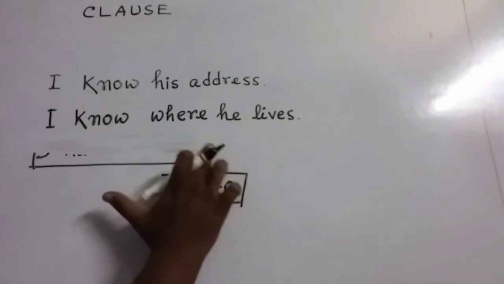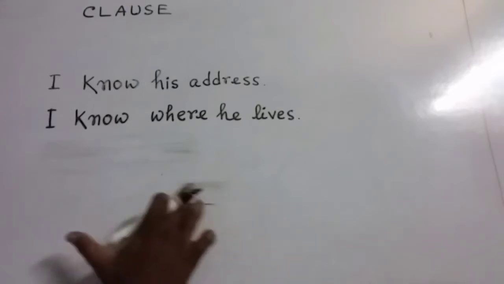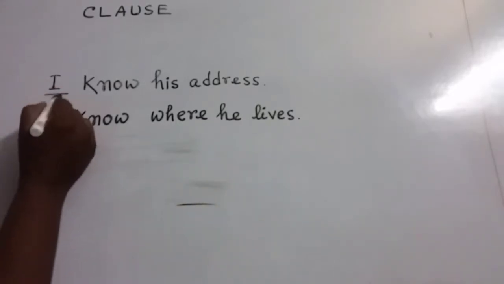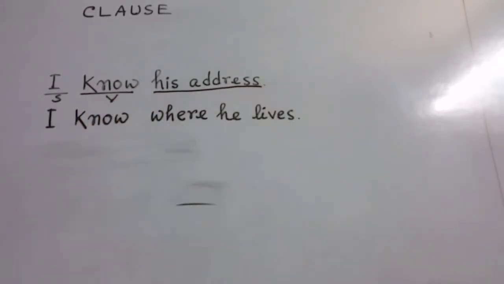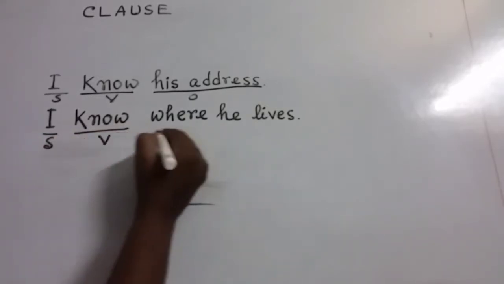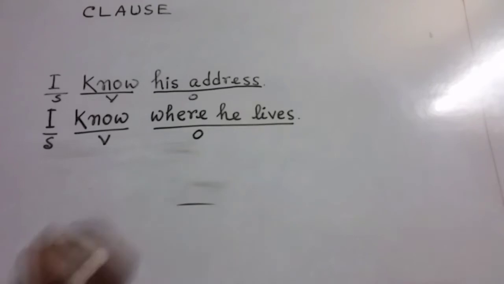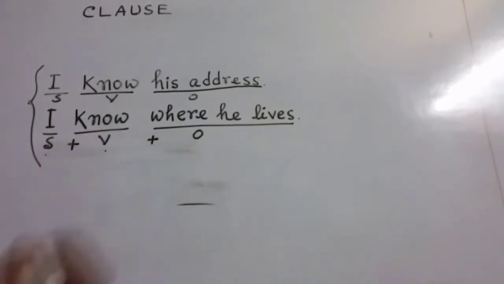Here, my dear friends, you can see I have written two sentences. Look at this sentence. This is the subject of this sentence. This is the verb of this sentence, and this is the object of this sentence. And here I have written this is the subject of this sentence, verb, and this is the object of this sentence. If you think about these two sentences carefully, my dear friends, you can see this is the subject, this is the verb, and this is the object. This is the basic structure of the English language.